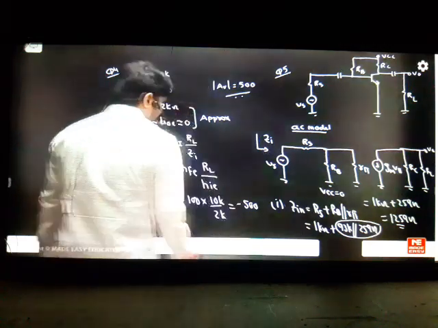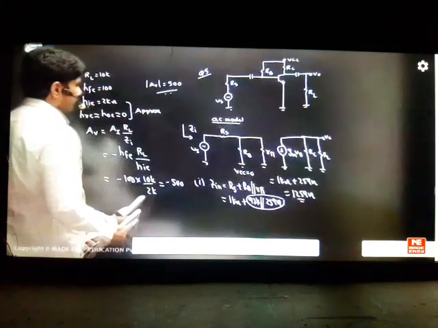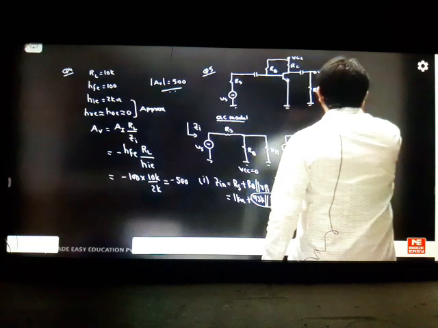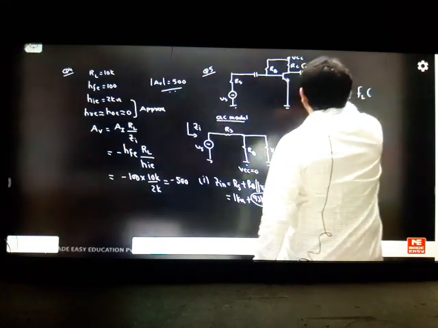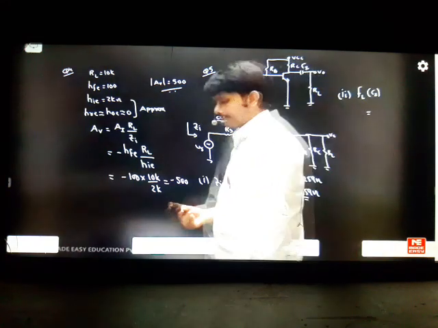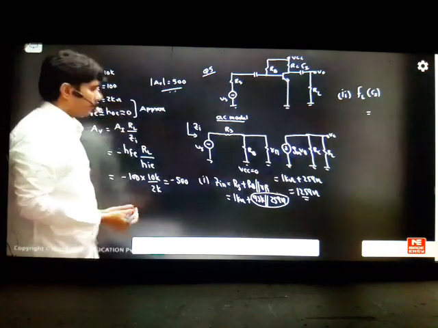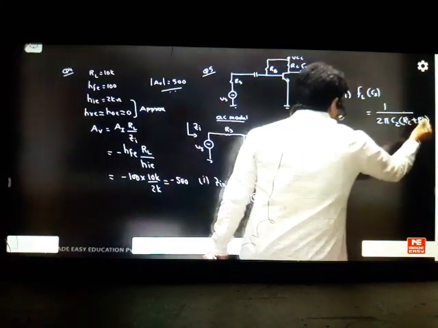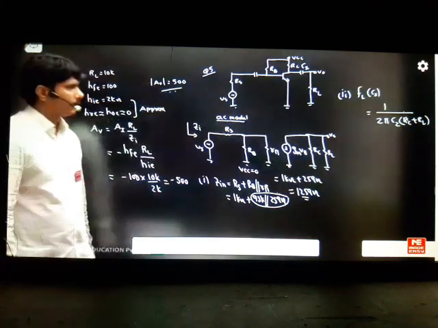One more question he has asked. Bit number 2 is talking about the second bit. The second problem is asking about the frequency concept, that is your FL across the C2 capacitor. This is a very silly formula, easily you can do it. Across C2 means it is 1 by 2 pi C2 into (RC plus RL). The addition of these two resistors is the answer I said. So with this you can solve it.